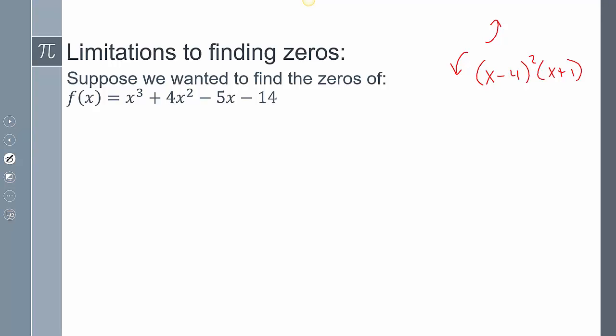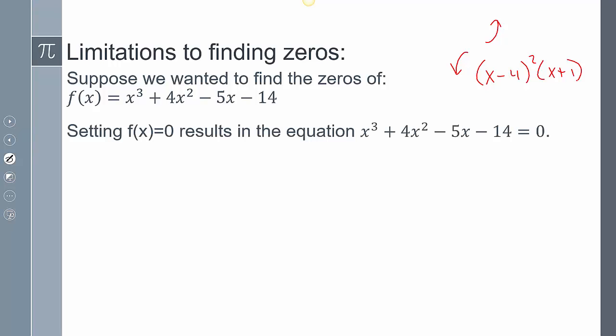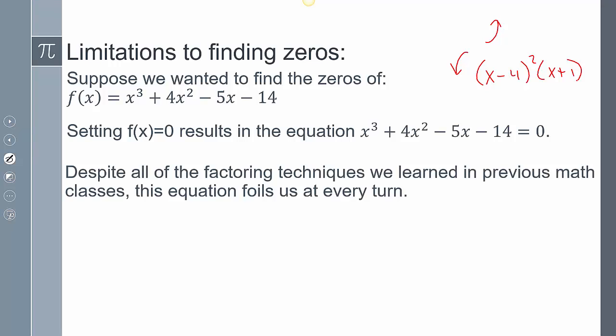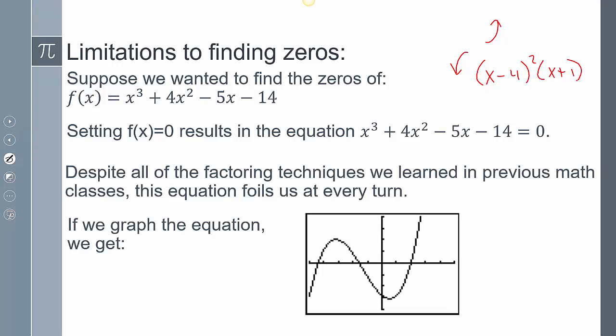But now suppose we wanted to find the zeros of this polynomial. Now if I set this equal to 0, how do I find the zeros? Well, we know that we can factor, right? Factoring is a way that we can find the zeros, but how would I factor this? Well, maybe I could take a look at a graph. Okay, well, I know that my zeros are here, but what about here and here? How would I find those zeros there?